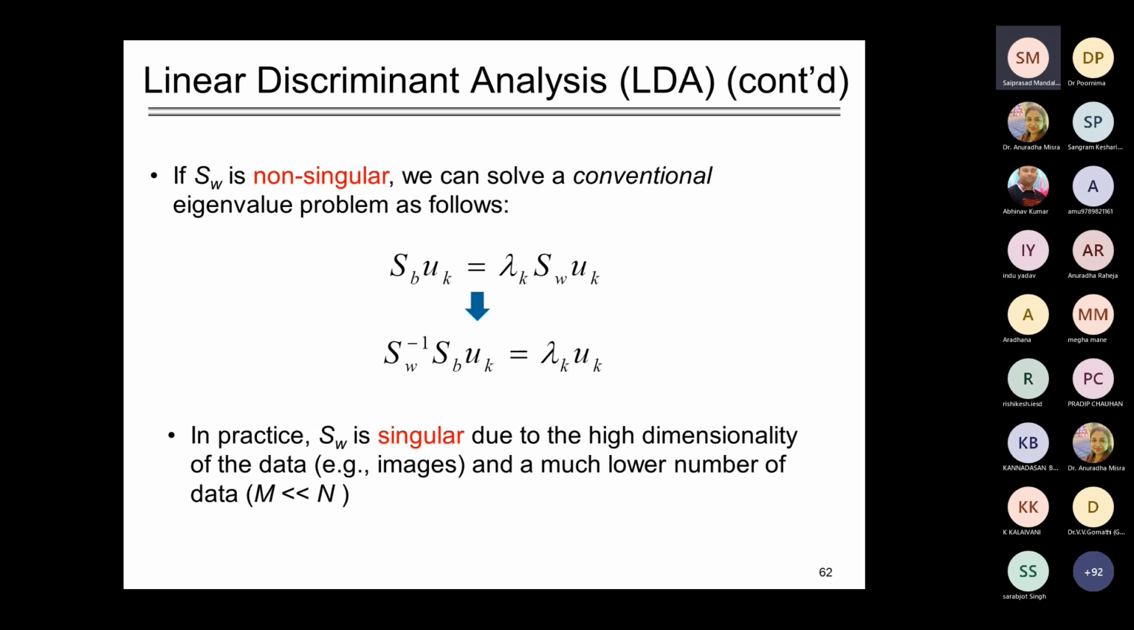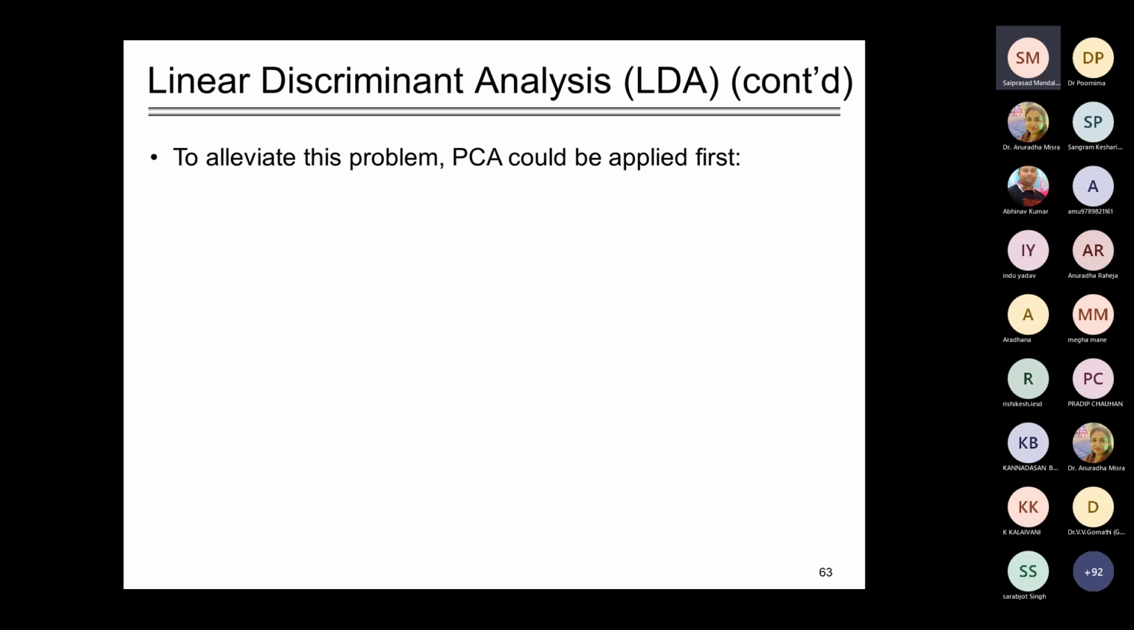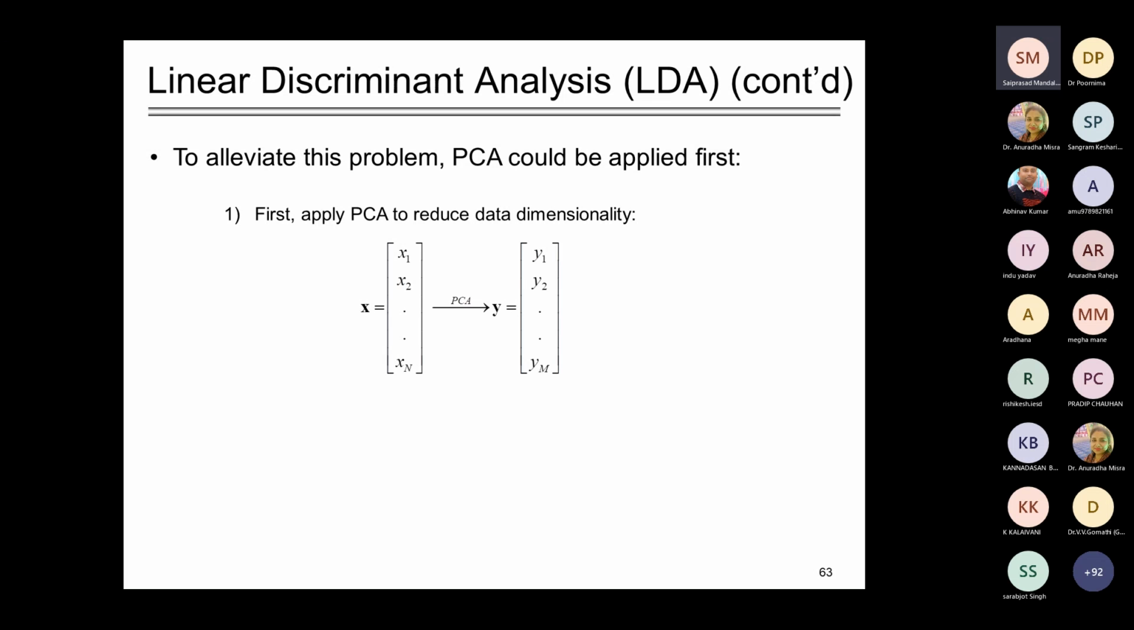If SW is non-singular, we can solve a conventional eigenvalue problem as follows. In practice, SW is singular due to the high dimensionality of data and a much lower number of data points. To alleviate this problem, PCA could be applied first. First, apply principal component analysis to reduce the data dimensionality, then apply LDA to find the most discriminative directions.